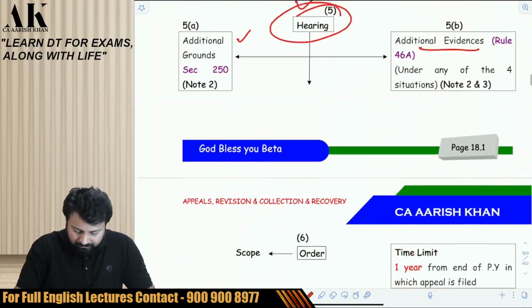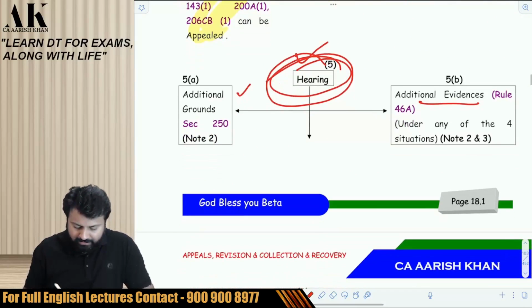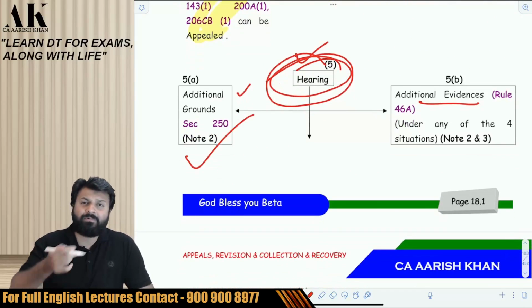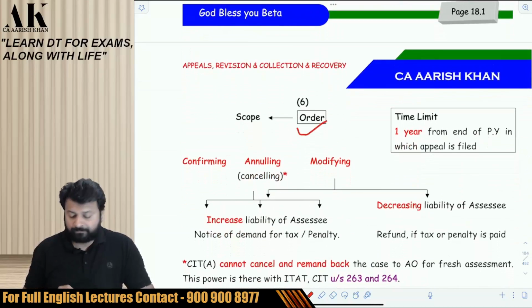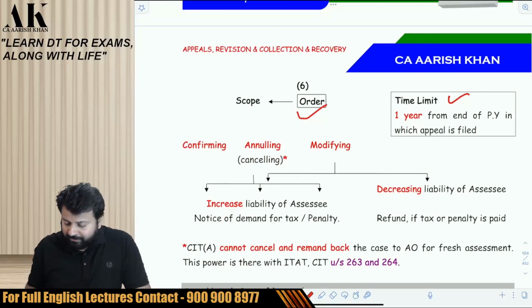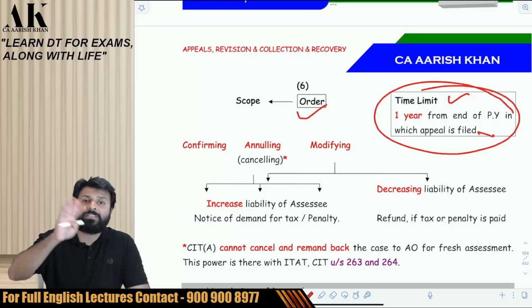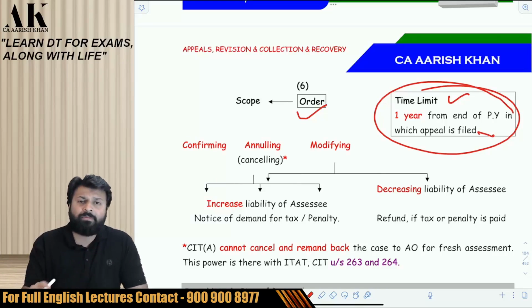Okay. Now, after all these things happen, coming back to the first page, hearing is completed. During hearing, the CIT will accept additional grounds, and may accept additional evidences also. And after that, CIT will pass an order. What is the time limit to pass an order? It is 1 year from the end of the financial year in which the appeal is filed. But this time limit is not a mandatory time limit for CIT appeal. Let me tell you, it is a recommendatory time limit for CIT appeal. It is not a mandatory time limit. Please be careful about it.